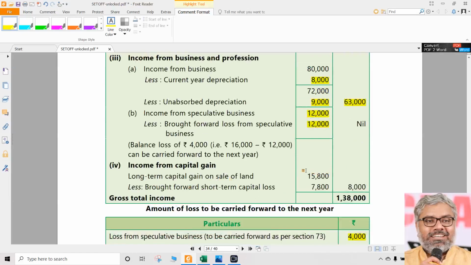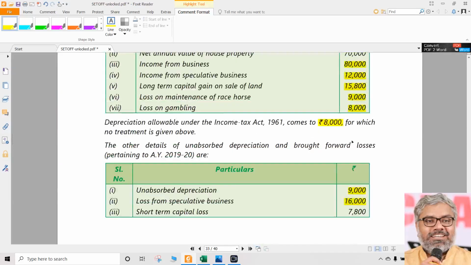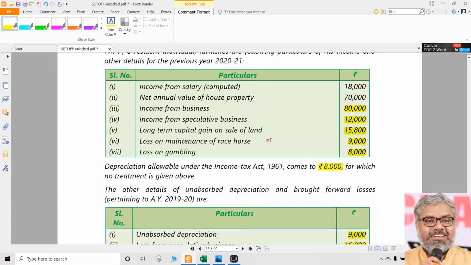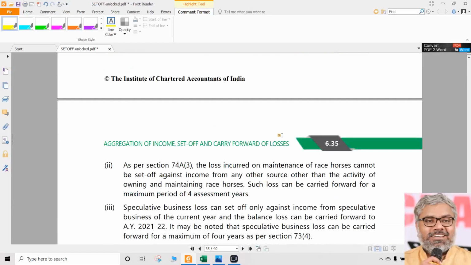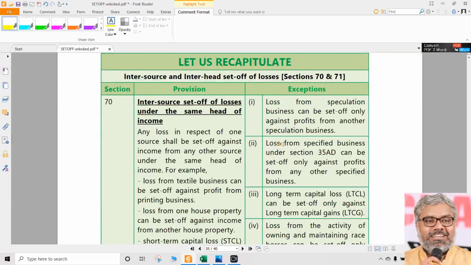Then we have long-term capital gain on sale of land 15,800, and there is a brought forward short-term capital loss. Can these two be adjusted? Absolutely yes, no problem. So taxable capital gain will be 8,000. So what is the gross total income now? 1,38,000 is the gross total income of this particular Mr. P. So these are the applications of the provisions related to set off and carry forward of losses.